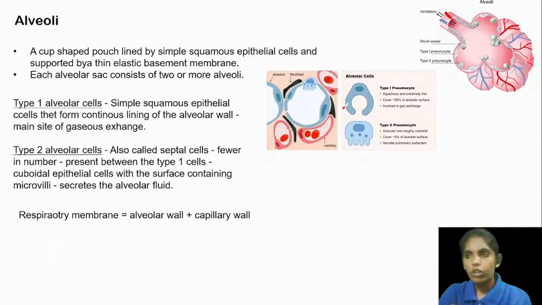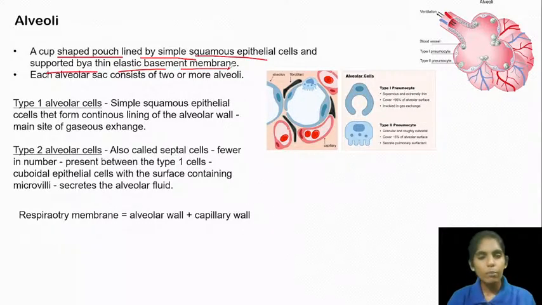And now the alveoli. Now comes the alveoli, which is a very important part of the respiratory system. It is a cup-shaped pouch lined with simple squamous epithelial cells and supported by a thin elastic basement membrane. So these alveoli are made up of squamous epithelial cells. So why are these made up of squamous epithelial cells?